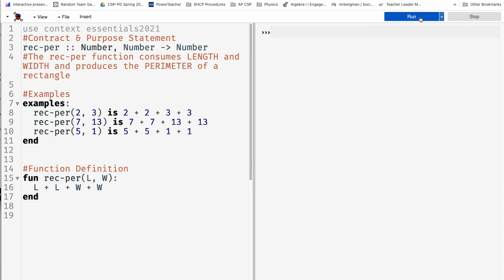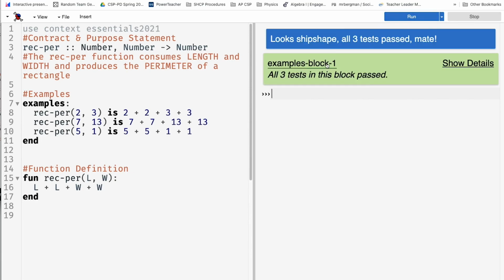Let's go ahead and run it. And all 3 tests in this block passed. So what I want you to do is go ahead and try running your program on your own now.